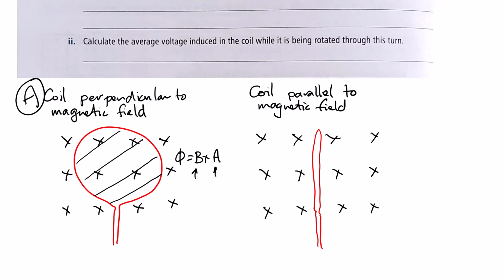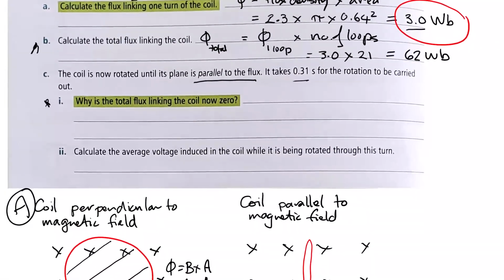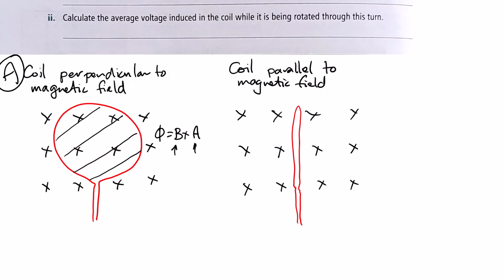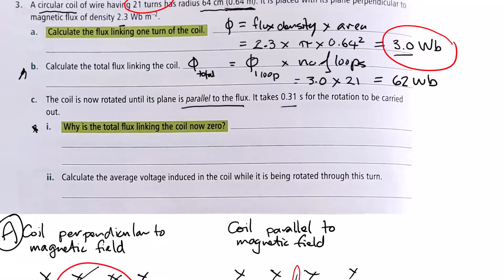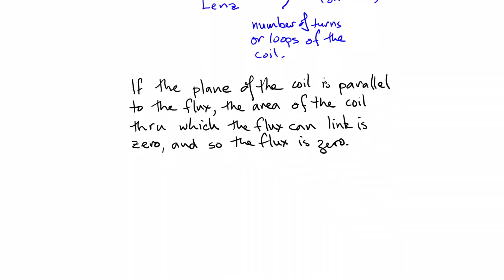And in this situation now in part C, the coil is now rotated and its plane is parallel to the flux. So here it is, our coil now is parallel to the flux, and so we have no cross-sectional area linking the magnetic field, the magnetic flux. So why is the total flux linking the coil now 0? And I think the textbook gives a pretty good answer. If the plane of the coil is parallel to the flux, the area of the coil through which the flux can link is 0, and so the flux is 0. So that's our explanation. That was just from the back of the book.